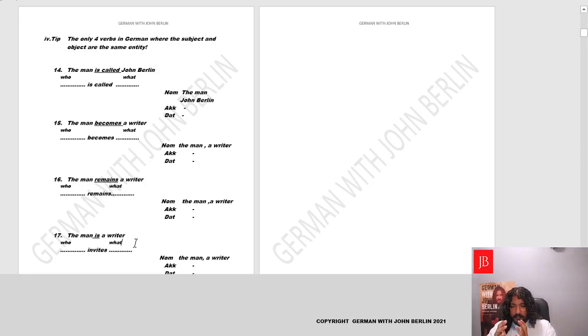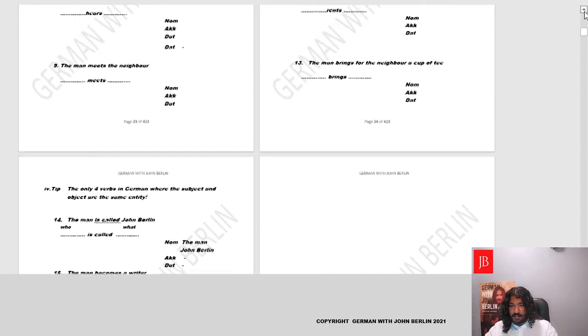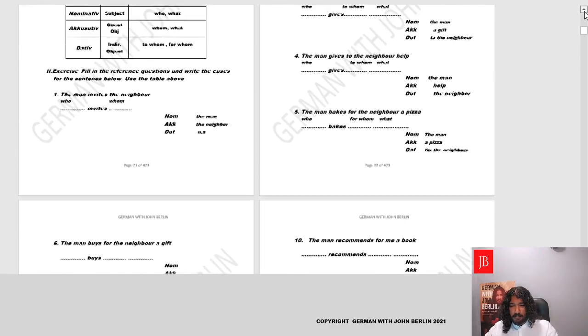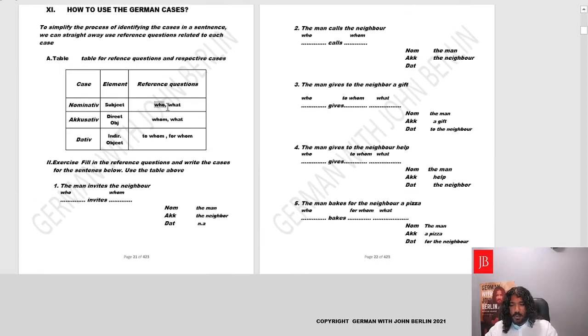Fantastic. I would recommend that you look up the workbook and do the rest of the questions yourself, refer to the answers, and this is the way we'll be learning German in all the future lessons up till B1. Whenever we have a verb in front of our eyes, we need to ask ourselves these important questions, which are written in this little table. I'll just show you once again. Who, what, whom, what, to whom, for whom. With these questions, we can understand each and every part of any sentence which we do in the future.